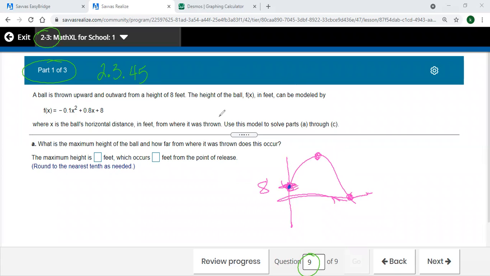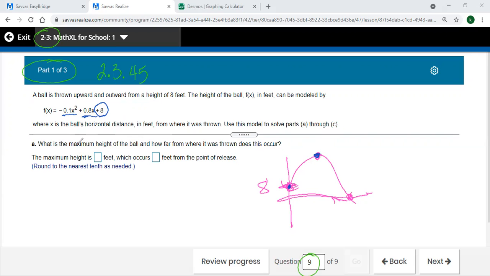And the height of the ball can be modeled by this equation. There's your y-intercept. See, if the time is 0, those other 2 terms go away when you put a 0 in place of those x's. And the first question says, what's the maximum height of the ball and how far is it? So that's asking you, what's the vertex?